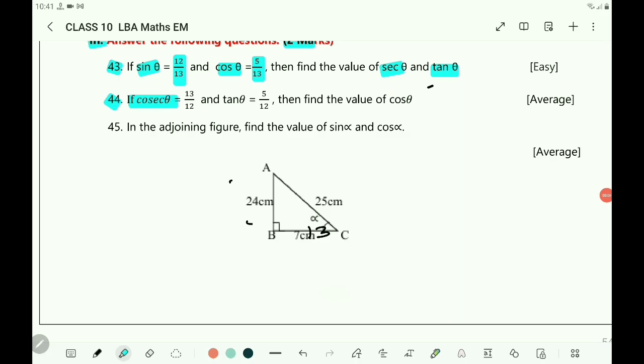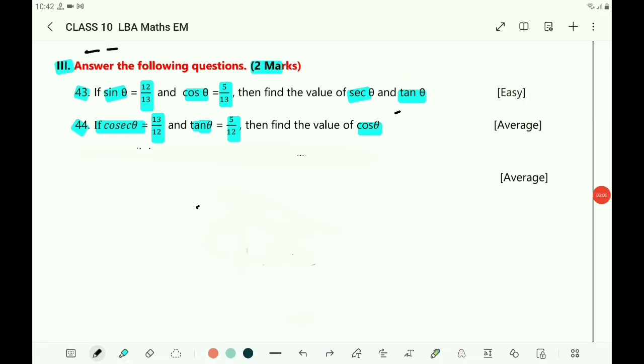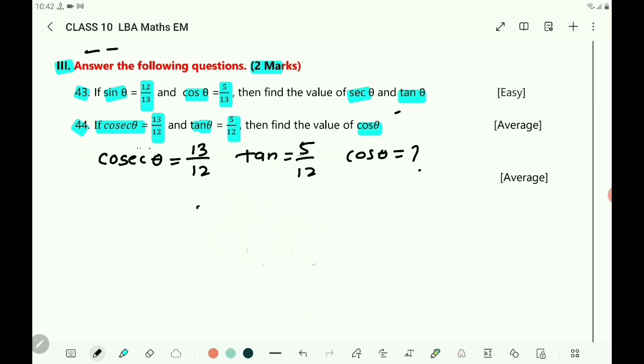Question number 44. If cosec theta is equal to 13 by 12, tan theta is equal to 5 by 12, find the value of cos theta. Write, given cosec theta is equal to 13 by 12. Tan theta is equal to 5 by 12. What do I have to find out? We have to find out cos theta.